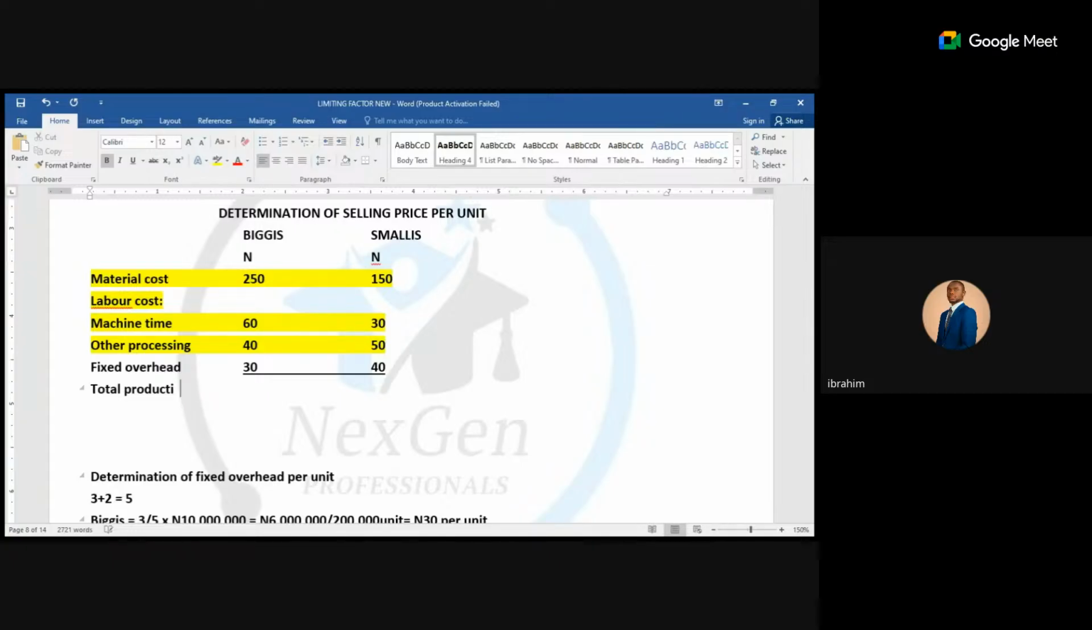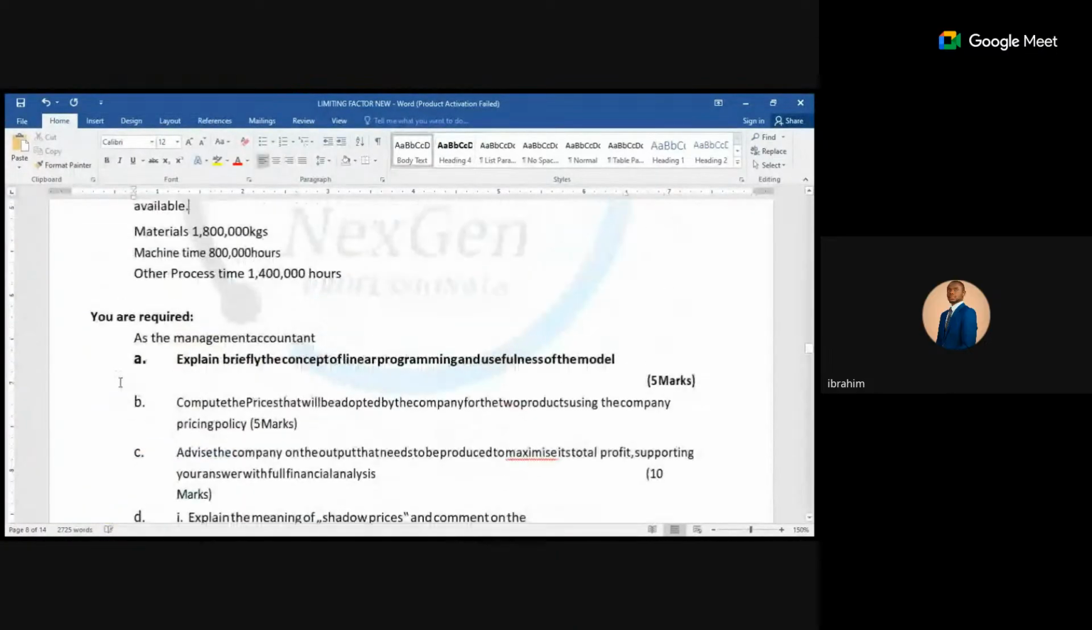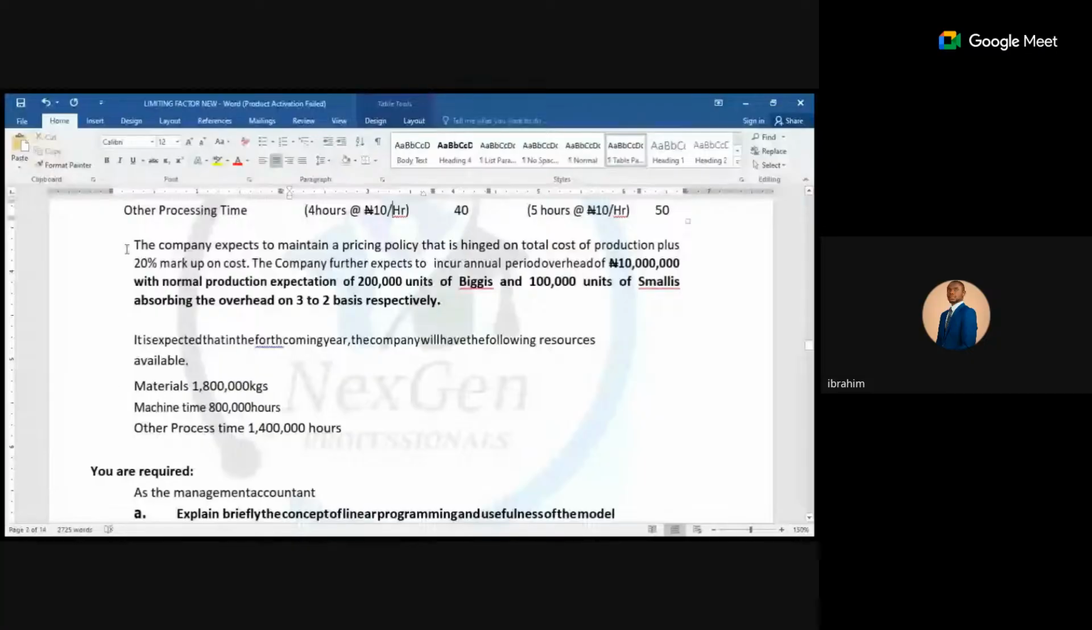Total production cost per unit. What do we have here? 380. What do we have here? 270. Thank you. Now, they've given us a markup. Markup is usually on costs, to be 20%. When you want to determine your profit, it is 20% of the cost because it is markup.